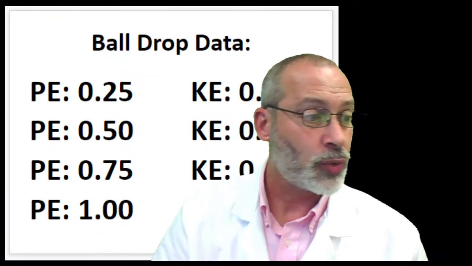Even if you didn't get those numbers exactly, you don't have to worry about it because hopefully you got to see the relationship. So think about that in your heads. If numbers scare you, don't worry about it. Look at the relationship between how high the ball started and how high it bounced as a measure of the relationship between potential and kinetic energies. And now we'll go to the next slide and I'll give you the actual data.